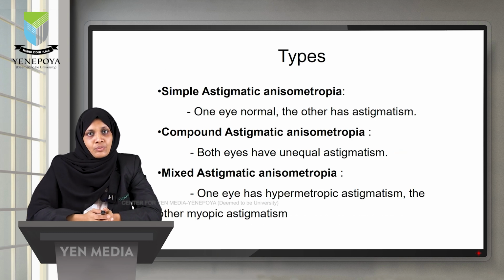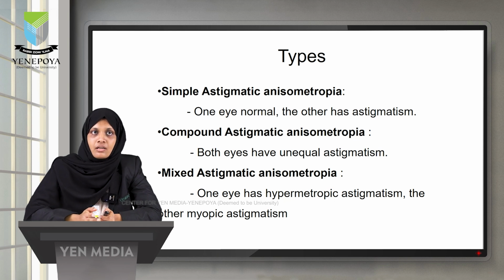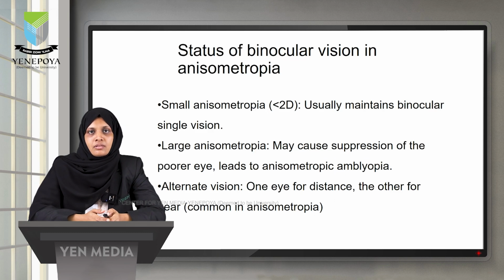Then moving to the astigmatic types: simple astigmatic anisometropia, compound astigmatic anisometropia, and mixed astigmatic anisometropia. Simple astigmatic anisometropia means, for example, one eye is normal and the other has astigmatism. Compound astigmatic anisometropia means both eyes have unequal astigmatic power, either hyperopic or myopic. Mixed astigmatic anisometropia means one eye has hypermetropic astigmatism and the other has myopic astigmatism. Next, moving into the status of binocular vision in anisometropia.